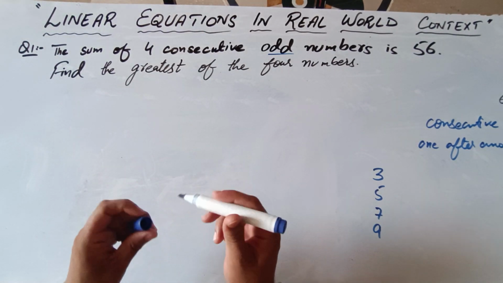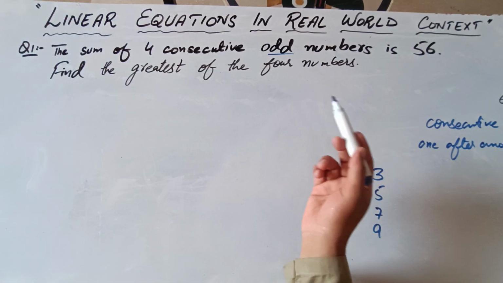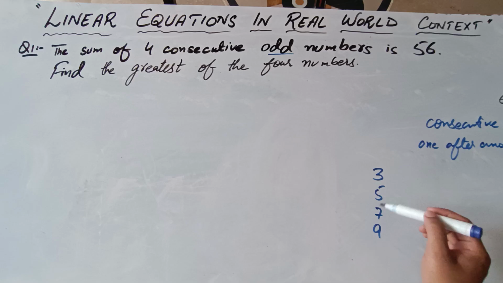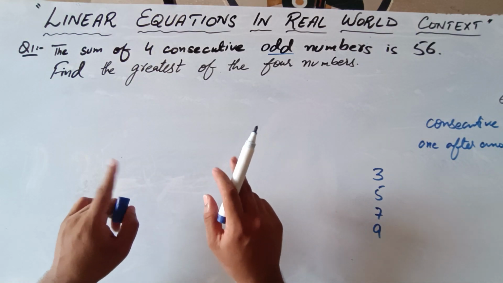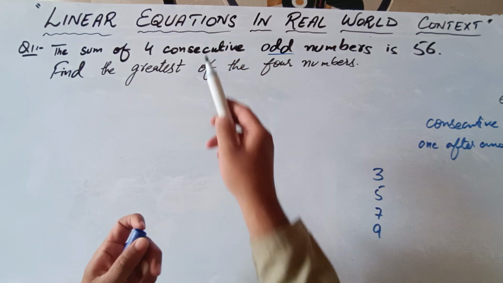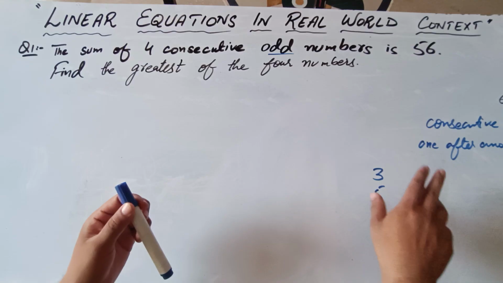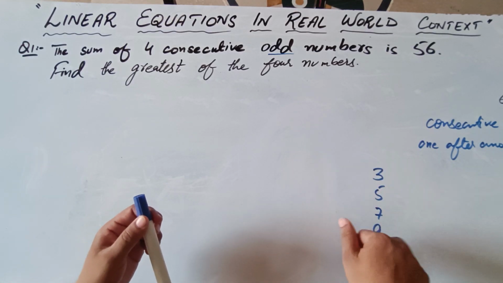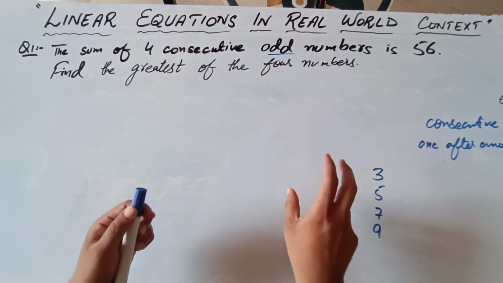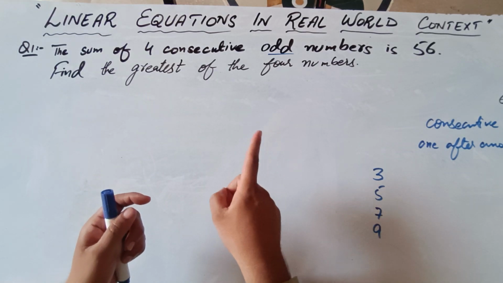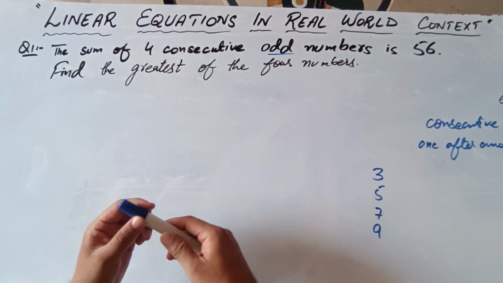Second, many students get confused: they directly find the four numbers and add them manually to find their sum, which would be equal to 56. We don't have to do this because the question is from linear equations. If we do not construct the equation, this won't help us find the correct numbers, and even if you find the correct numbers, it won't be considered correct because we have to show the proper working, show the proper equation. So first of all, we must create the equation.